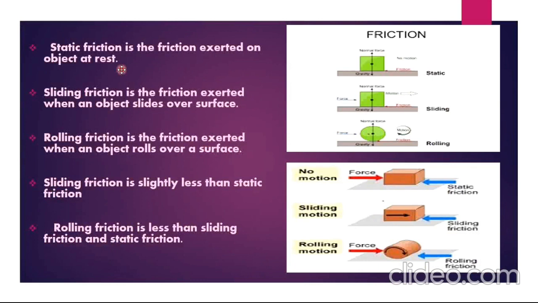Static friction is a friction that is exerted on an object which is at rest. Sliding friction is a friction exerted when an object slides over a surface. Rolling friction is the friction exerted when an object rolls over a surface. Sliding friction is slightly less than static friction, and rolling friction is less than sliding friction and static friction.